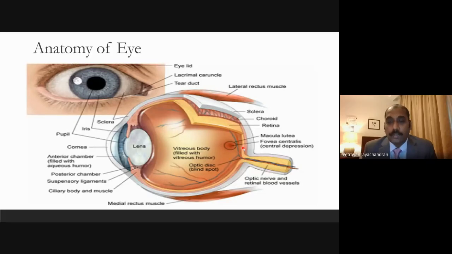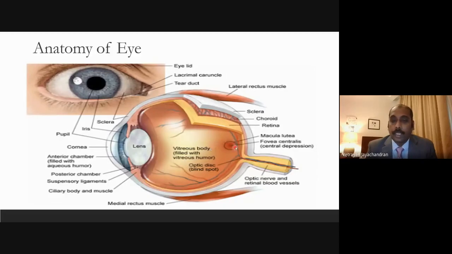These photoreceptors carry the light signals through the optic nerve, and then it is transferred to the visual cortex, which is present in the occipital lobe. So the optic nerve is the structure responsible for transferring the information from the eye to the visual cortex. In the center of the eyeball, we have a gel-like substance called the vitreous body, which is filled with vitreous humor.